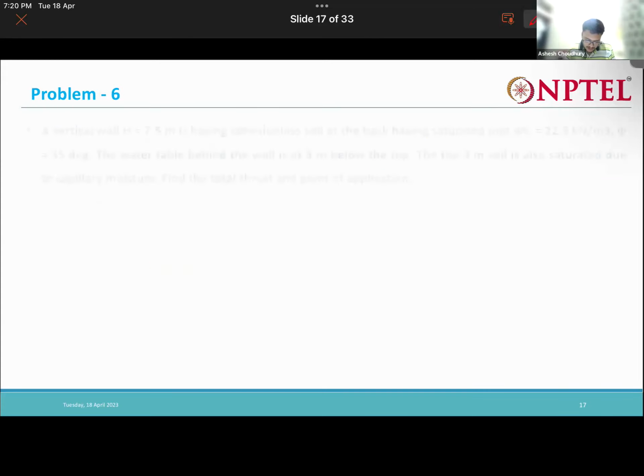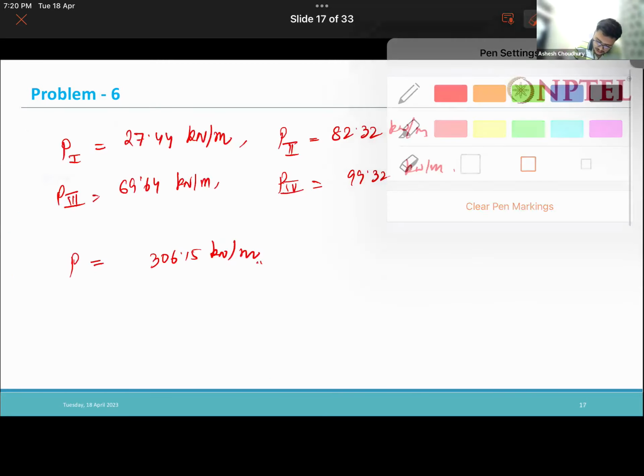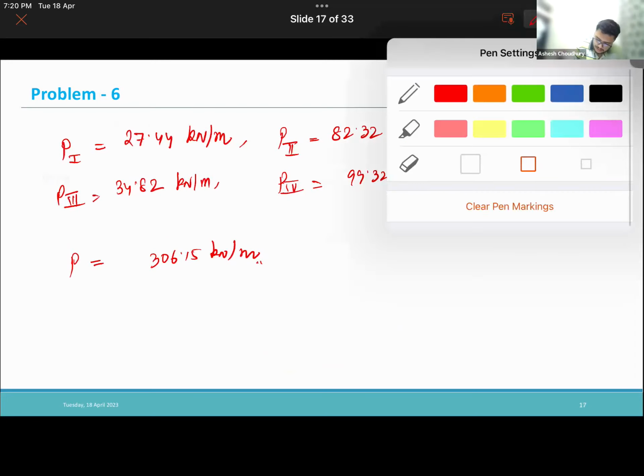P3 also I made some mistake, I think. Half into 12.69 into 4.5. 34.82. See, it should be 34.82. Okay, the last one is fine.